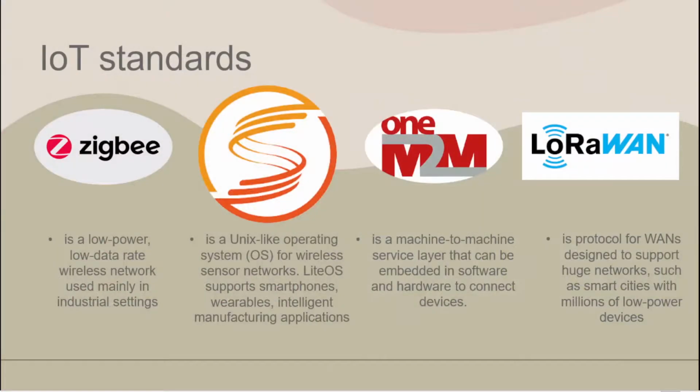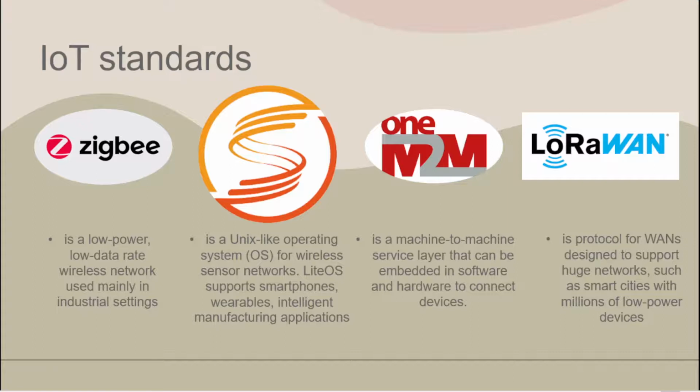IoT standards. There are some examples of IoT standards, and one of them is ZigBee. ZigBee is a low-power, low-data rate wireless network used mainly in industrial settings. The second example of IoT standards is Lite OS. This is a unique lightweight operating system for wireless sensor networks. Lite OS supports smartphones, wearables, and intelligent manufacturing applications.